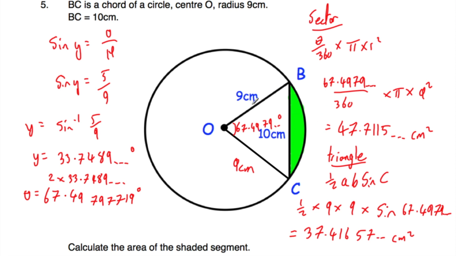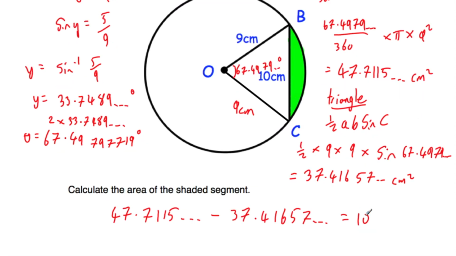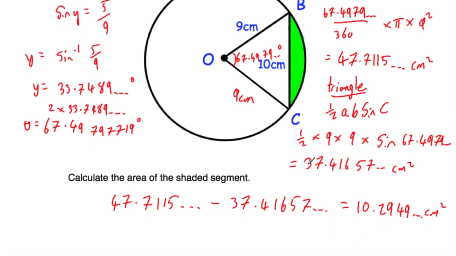So we've now got the area of the sector, which is 47.711 and so on. We've got the area of the triangle, which is 37.416 and so on. And if we take them away, we can then find the area of the segment. So let's do that. And that's equal to 10.2949 and so on centimeters squared. And let's just round this to 3 decimal places. So our answer would be that the area of this segment would be 10.295 centimeters squared. And that's it.